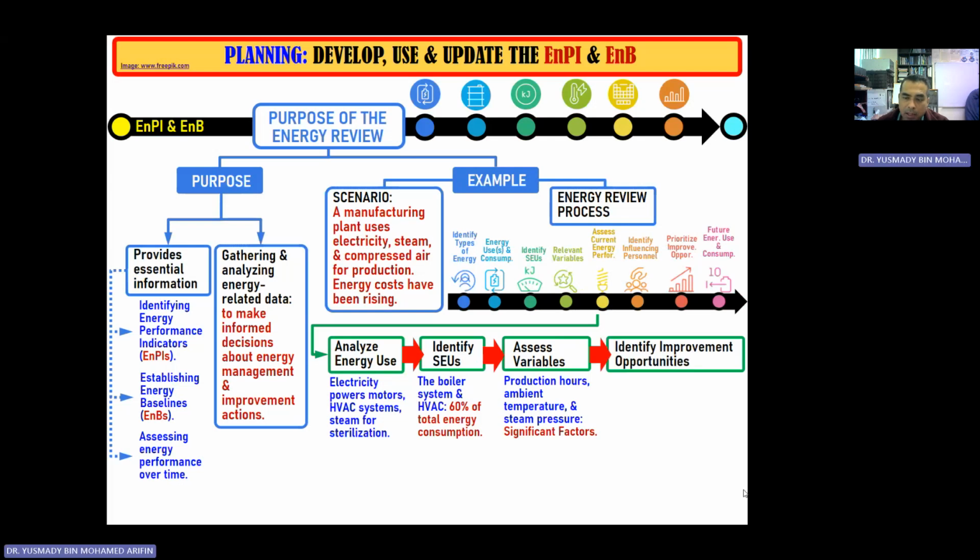And we need to identify the improvement opportunities. So in order to reduce the energy consumption for this manufacturing plant, we need to optimize the boiler efficiency with regular maintenance. And also we need to install an energy efficient HVAC system.